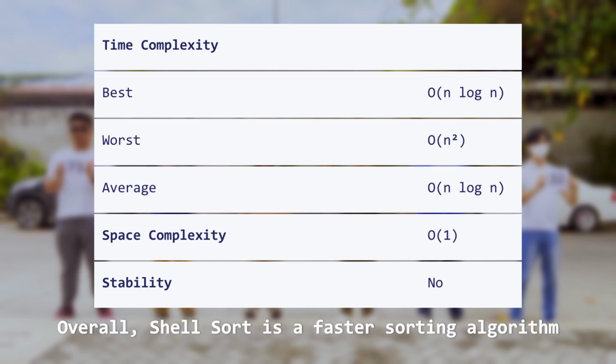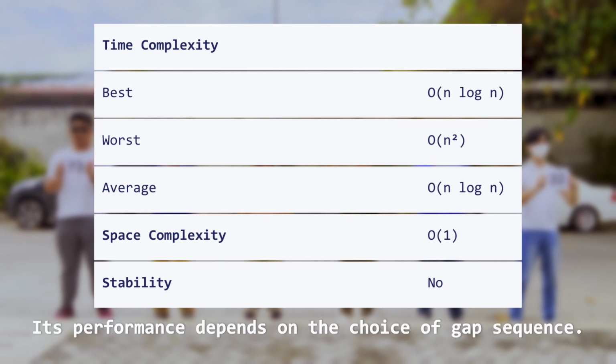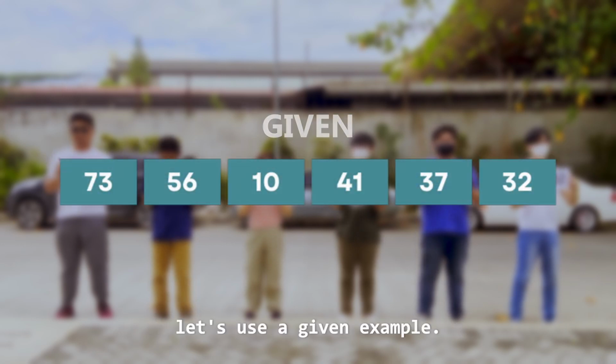Overall, shell sort is a faster sorting algorithm than insertion sort, but not as efficient as some other algorithms like quicksort or merge sort in most cases. Its performance depends on the choice of gap sequence. To explain how shell sort works, let us use a given example.